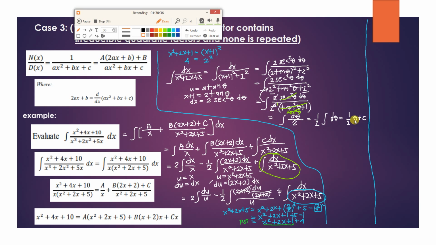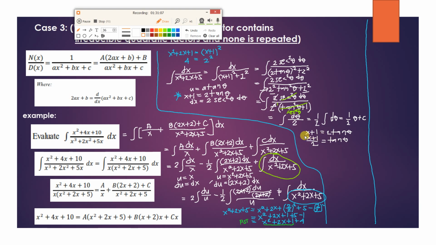So, ano yung magiging value ni theta? Kunin natin kasi si theta. Sabi natin sa simula, yung kanina, no? Dito. Ito. That x plus 1 is equals to 2 tangent theta. So, x plus 1 divided by 2 is equals to tangent theta.